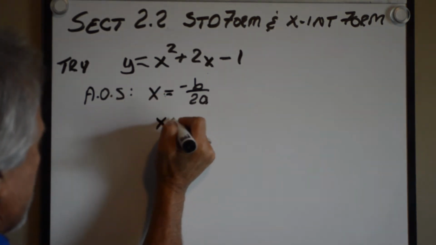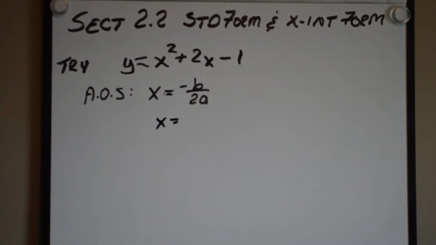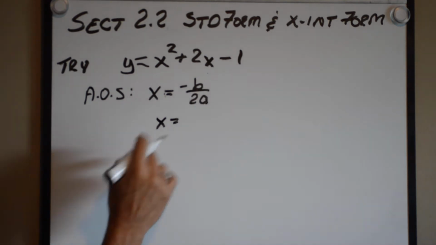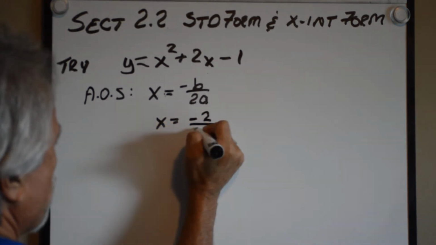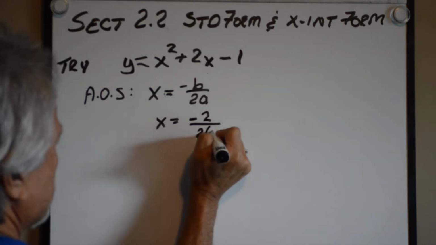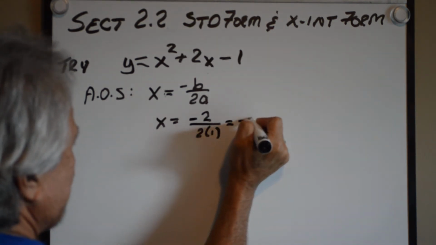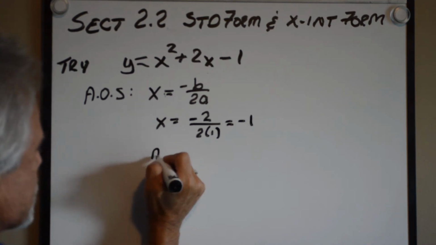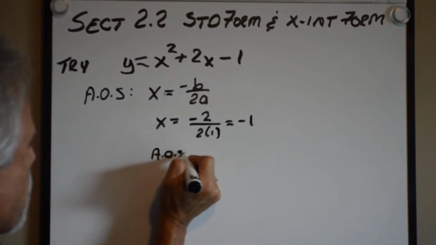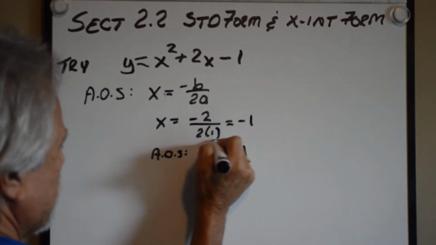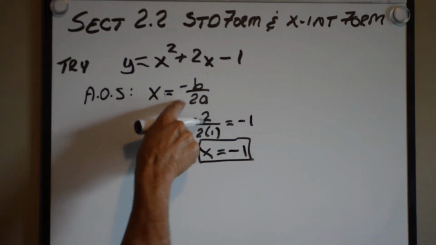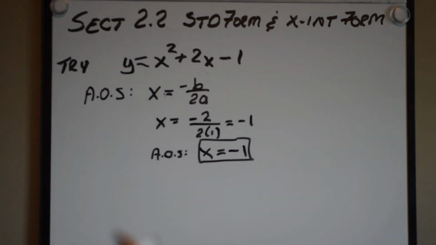Now to find the axis of symmetry for this problem, if I asked you what's the axis of symmetry for the problem, you have to say it's negative 2 all over 2 times 1, which is equal to negative 1. So the axis of symmetry for this problem is x equals negative 1. A lot of people will say that's the axis of symmetry. No, that's just the formula for the axis of symmetry.